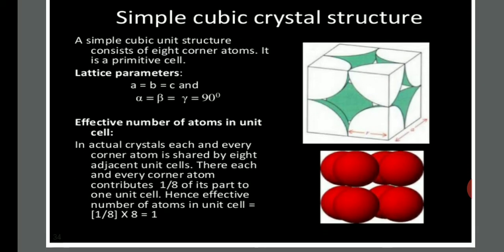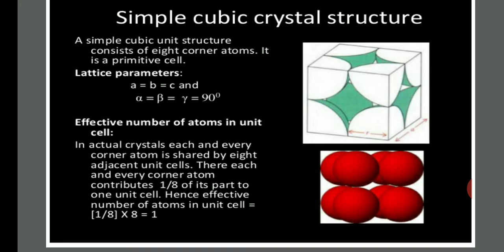In a simple cubic crystal structure, a simple cubic unit structure consists of 8 corner atoms, and it is a primitive cell. And the lattice parameters in simple cubic are A equal to B equal to C and alpha equal to beta equal to gamma equal to 90 degrees.